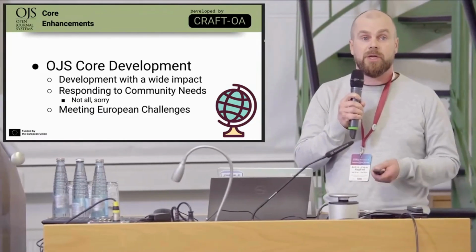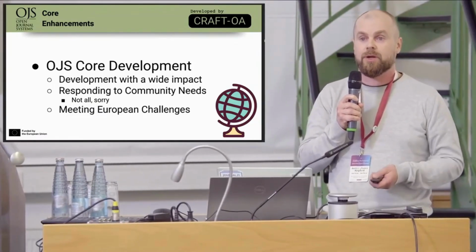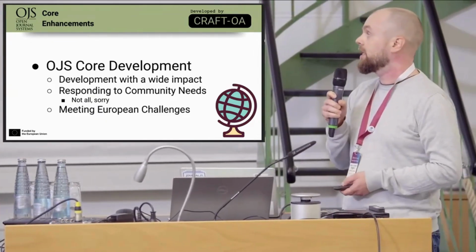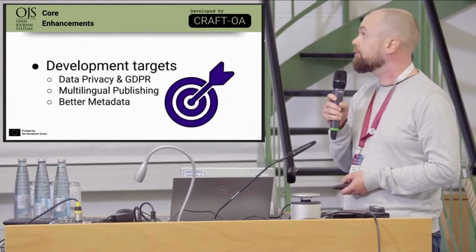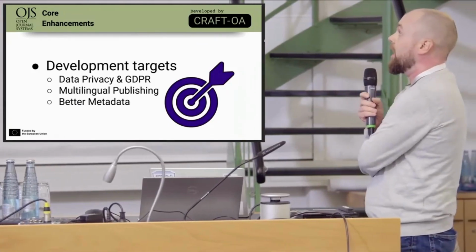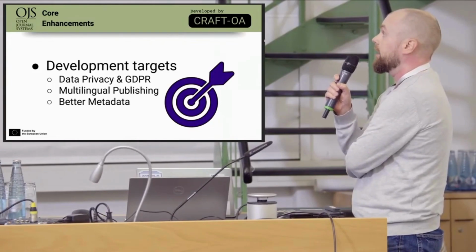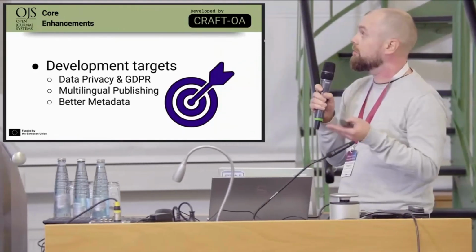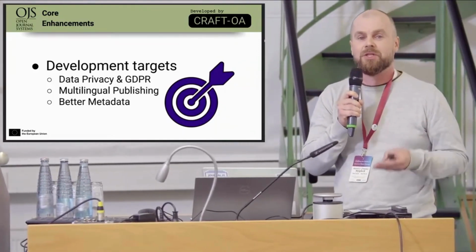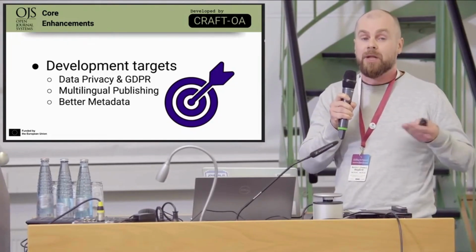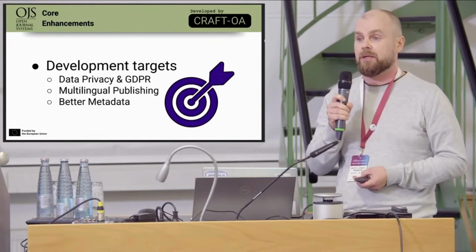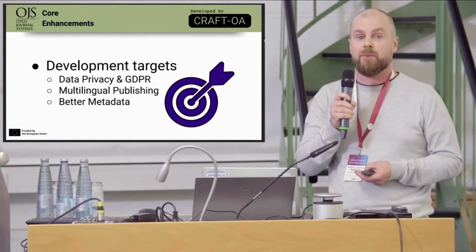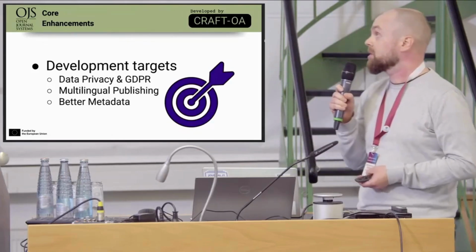And lastly, there was a goal to meet as many European challenges as possible. So, of course, all the features that we did are available globally when you install the new version of OJS, but we tried to choose topics that fit especially the European landscape. So the targets that we had based on these goals were data privacy and GDPR, multilingual publishing, and better metadata. And of course, the first two are targeting especially the European audiences. But data privacy is also something that applies to other parts of the world as well. GDPR is a legislation that has similar examples in other countries as well.